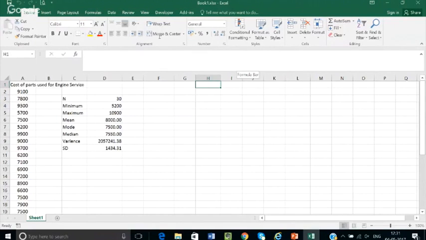So I used this software for demonstrating how to do descriptive statistics. So first we will open Excel, then enter the data.